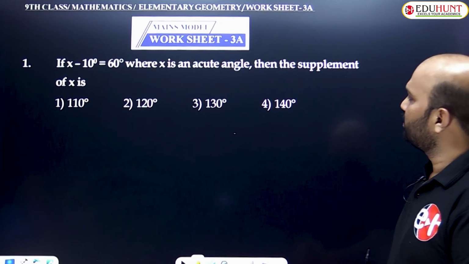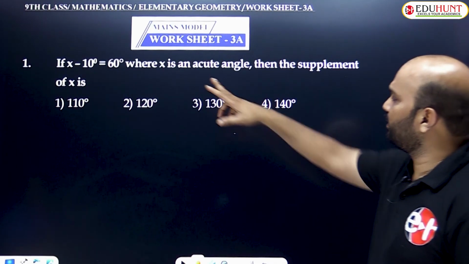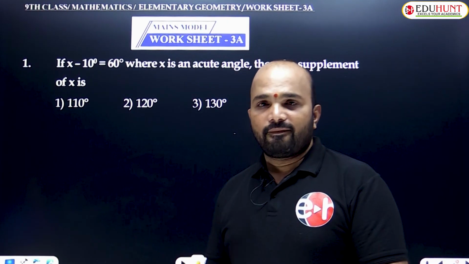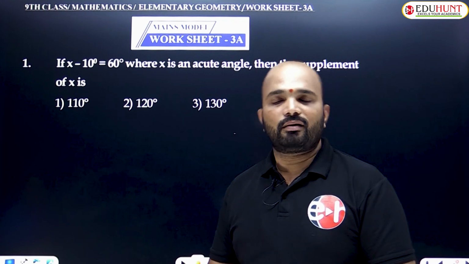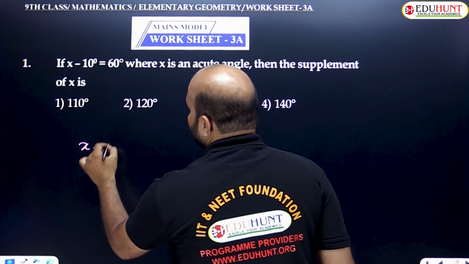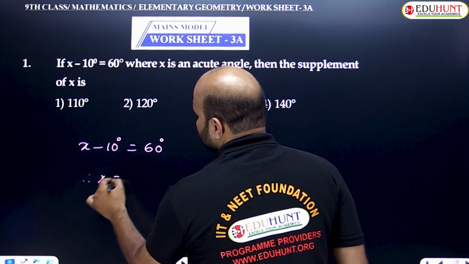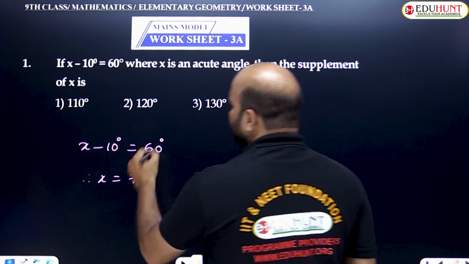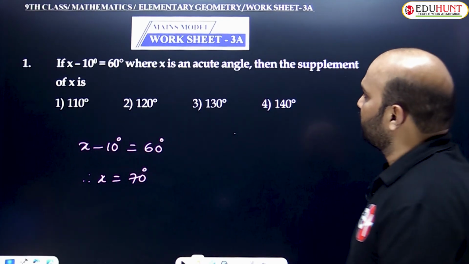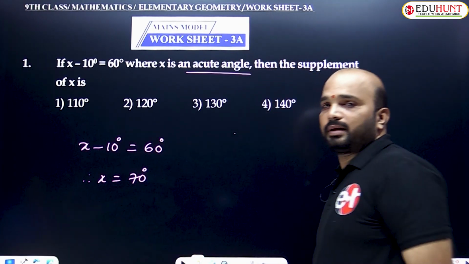In that question, x minus 10 is already given as 60, therefore x equals 70, but here x is an acute angle. Acute angle means what? An angle which is less than 90 degree is called an acute angle. How do we get 70? x minus 10 equals 60 degree, therefore x equals 70 degree, because minus 10 goes to the right side and becomes add, 60 plus 10 is 70. Am I clear? So x is an acute angle, less than 90 degree.